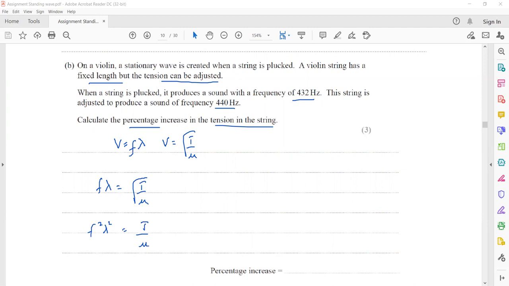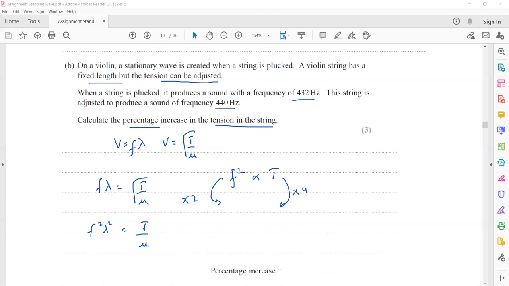So I can say the relation between frequency and tension is that they are directly proportional, with a square: f squared is proportional to T. And how do we work this out? F is the frequency and T is the tension. If we double the frequency, the tension should increase by 4 times, because f squared is proportional to T.